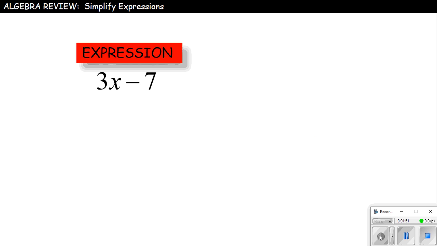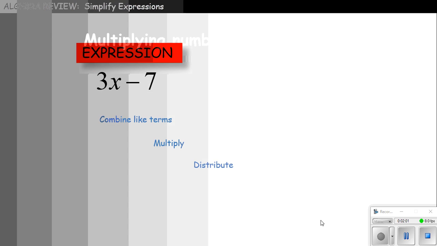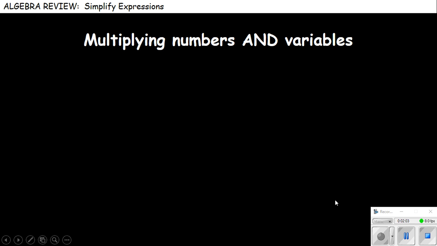So we're going to take some expressions and we're going to perform some simple operations on them, including combining like terms, multiplying, and distributing. Distributing being a type of multiplication. All right, so the first thing we're going to talk about is multiplying terms, or multiplying numbers and variables. So here's going to be our first problem. 3x to the third times 4x to the fifth. I know it looks ugly, but if you remember from Algebra 1, this is actually a very simple problem.